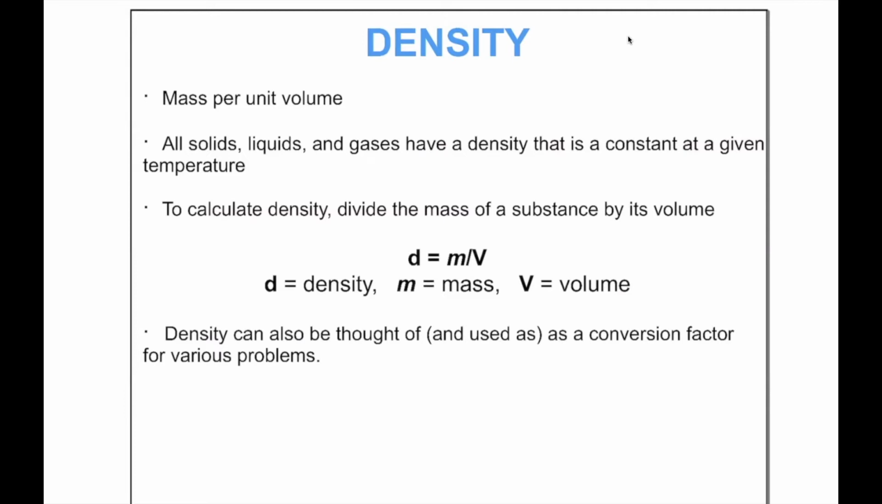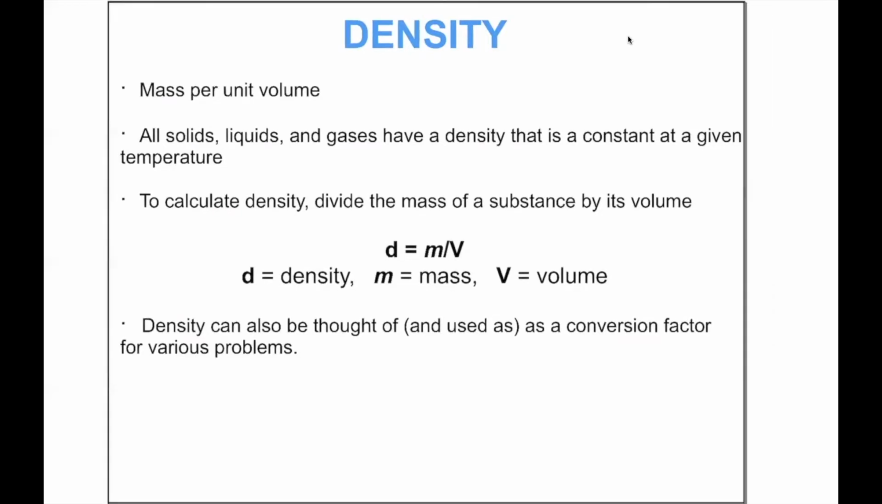To calculate the density, we're going to divide the mass of a substance by its volume. So the formula is density equals mass over volume. Density is also a conversion factor. So you can remember that density equals mass over volume, or we can just look at the units.